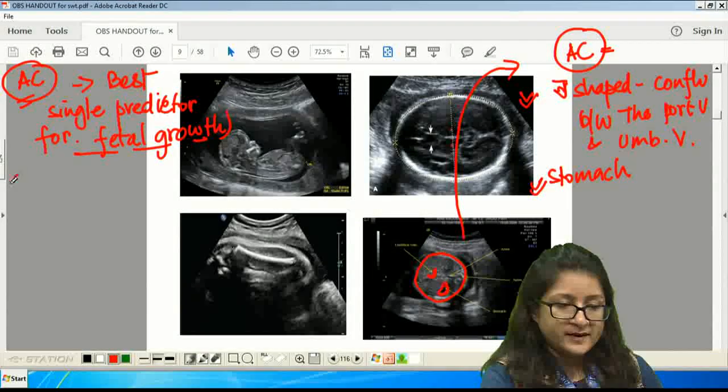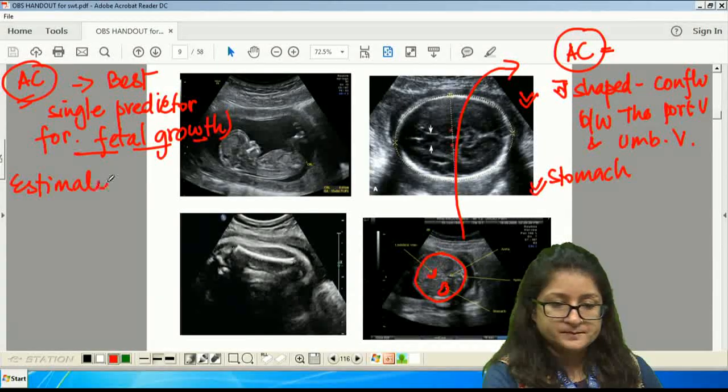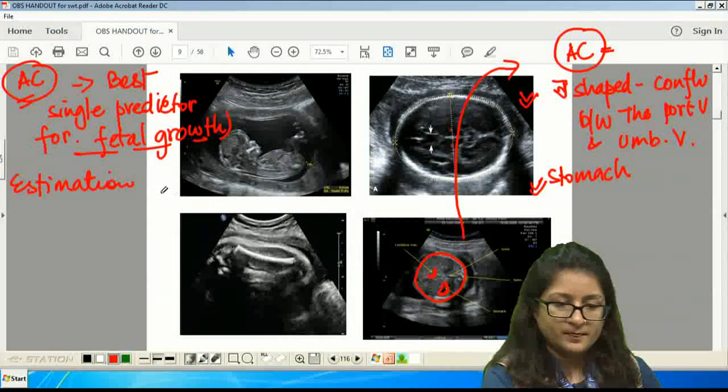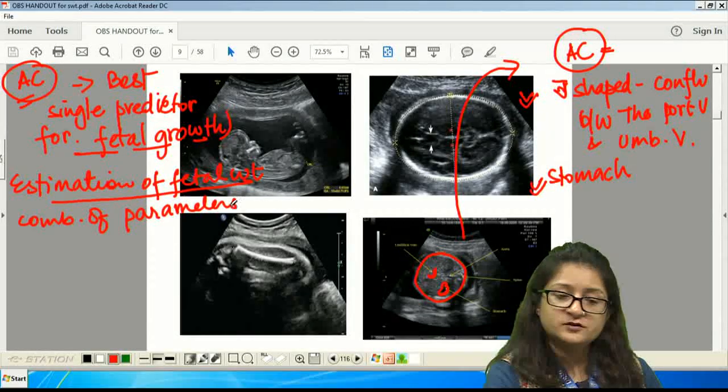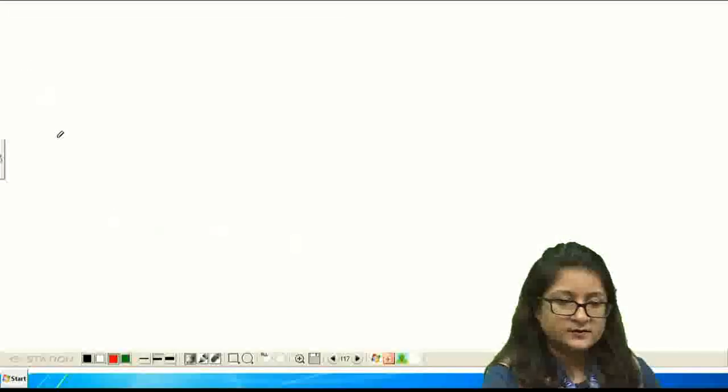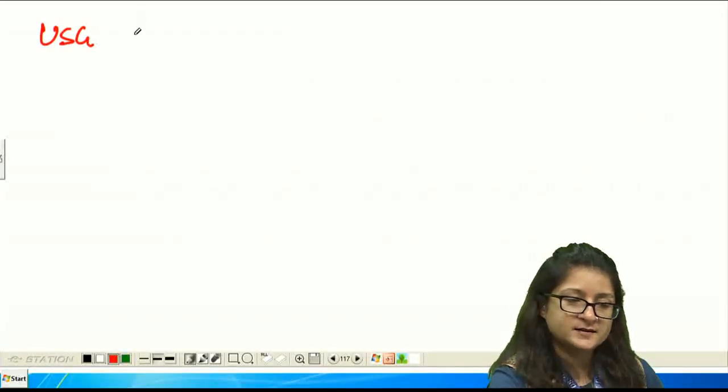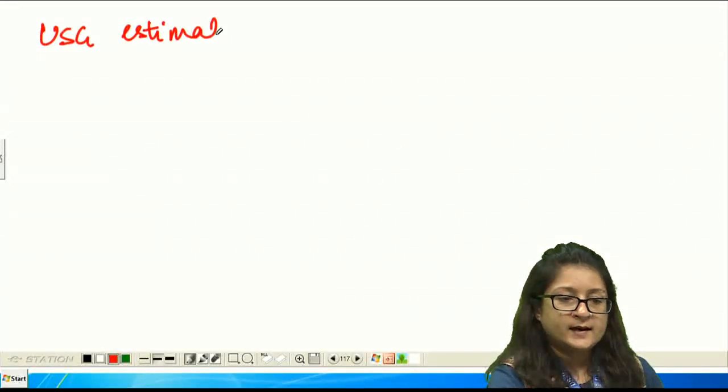However, estimation of fetal weight is done by a combination of parameters. Let me just write it on a paper. So, USG estimation of fetal weight.